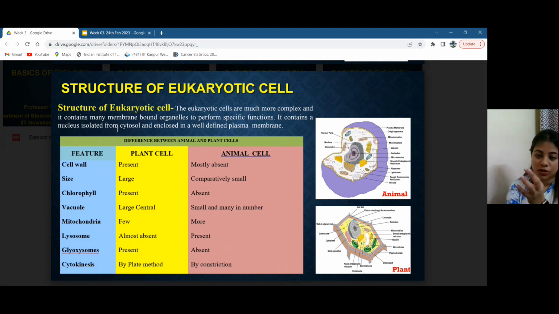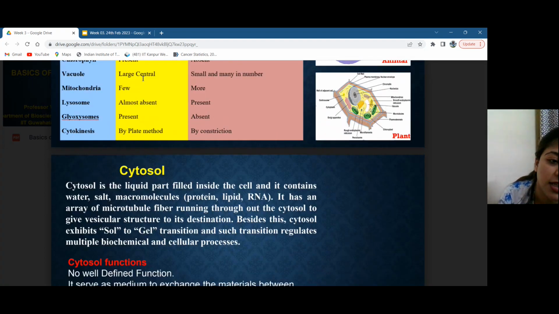Sorry, not absent, it's much smaller. In the case of plant cells, the vacuole has a whole other function in terms of turgidity of that particular cell, whereas animal cells have tiny vacuoles which are multiple in number. Then come mitochondria, which are few in plant cells, but in animal cells they are much more. Lysosomes are almost absent in plant cells, but here they are present. Glyoxysomes are present and absent respectively. And cytokinesis occurs by different methods, by cell plate and by constriction. So these were the differences.